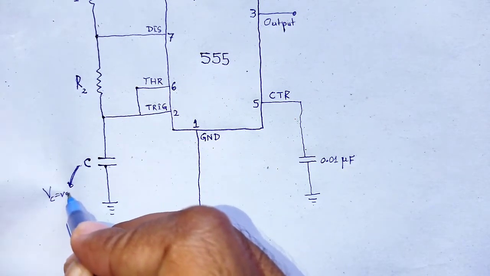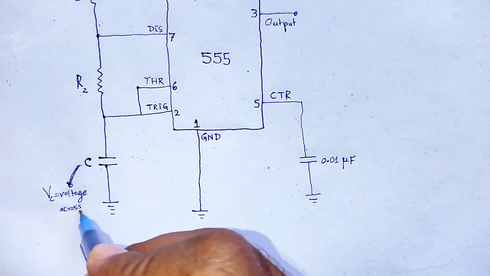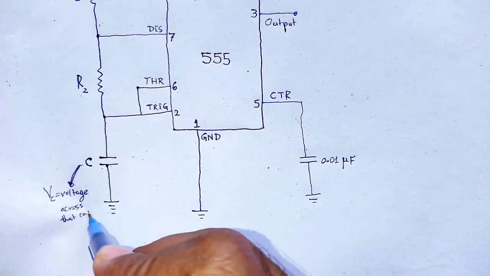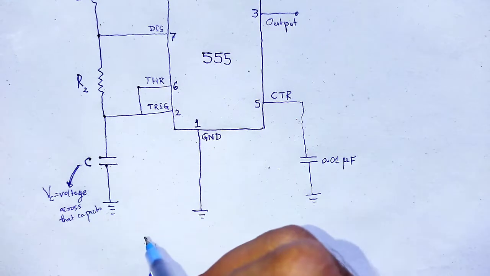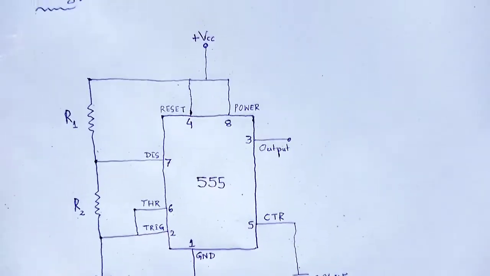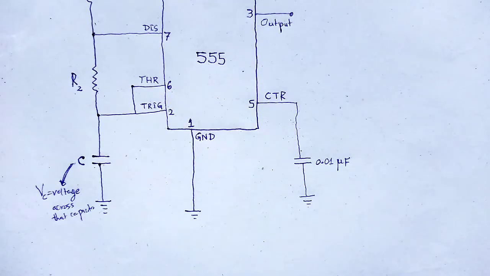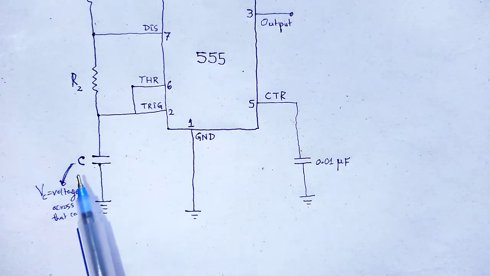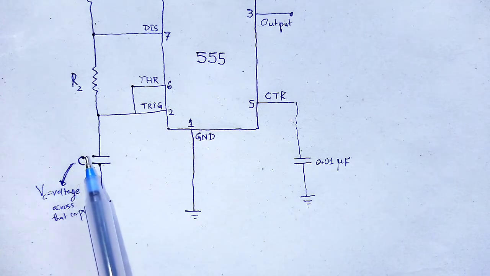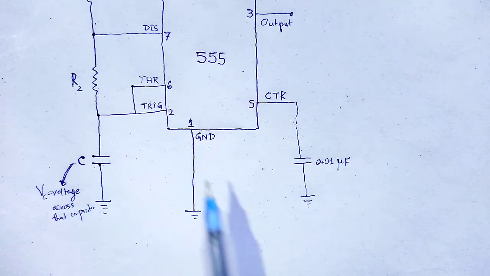Vc is the voltage across that capacitor. Let me discuss the operation of the 555 timer IC. Basically, the operation we consider is due to the charging and discharging of that capacitor. So, voltage across that capacitor is Vc.